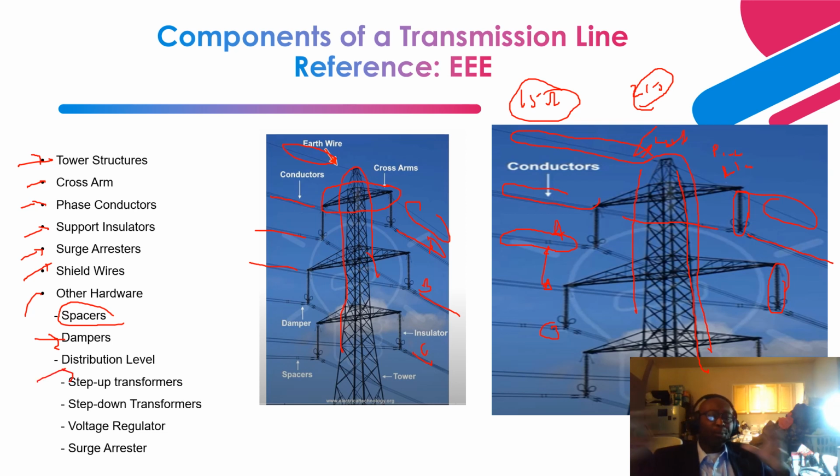On the other hand, at distribution levels, you can have pole-mounted step-up transformers. If you have distribution levels, you have the cross arm right here. You can have pole-mounted distribution level transformers that can step up or step down the voltage. You can also have voltage regulators at the load end, to regulate the voltage to the load. You can also have surge arresters, fuses, and reclosers. Basically, those can be installed on these poles on the distribution and transmission lines.